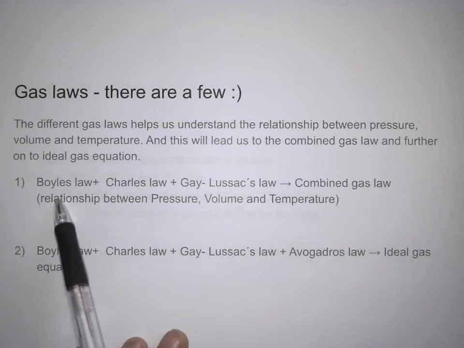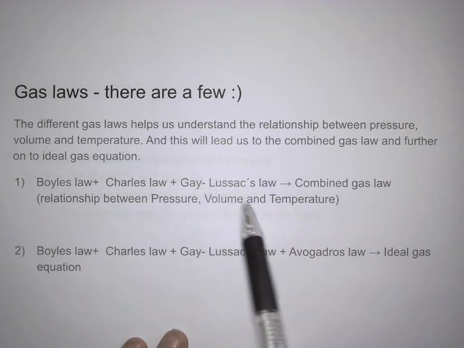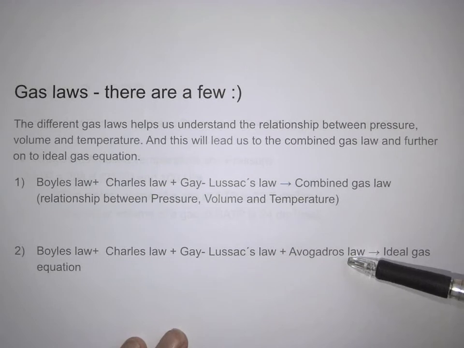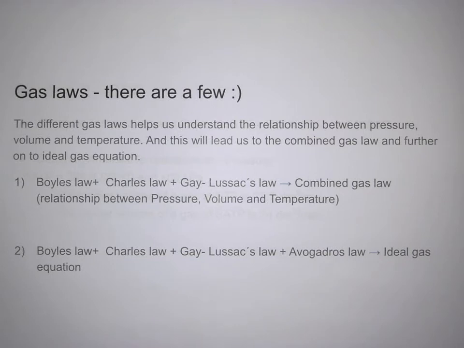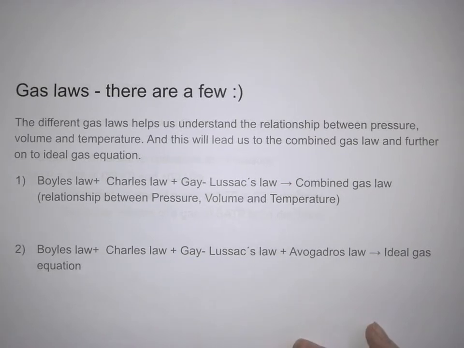And that is when we can see the relationship between pressure, volume and temperature. If we later add Avogadro's law to this one, we can have something that is called the ideal gas equation. So this is something I will show you, but before we do that, I have some additional information.